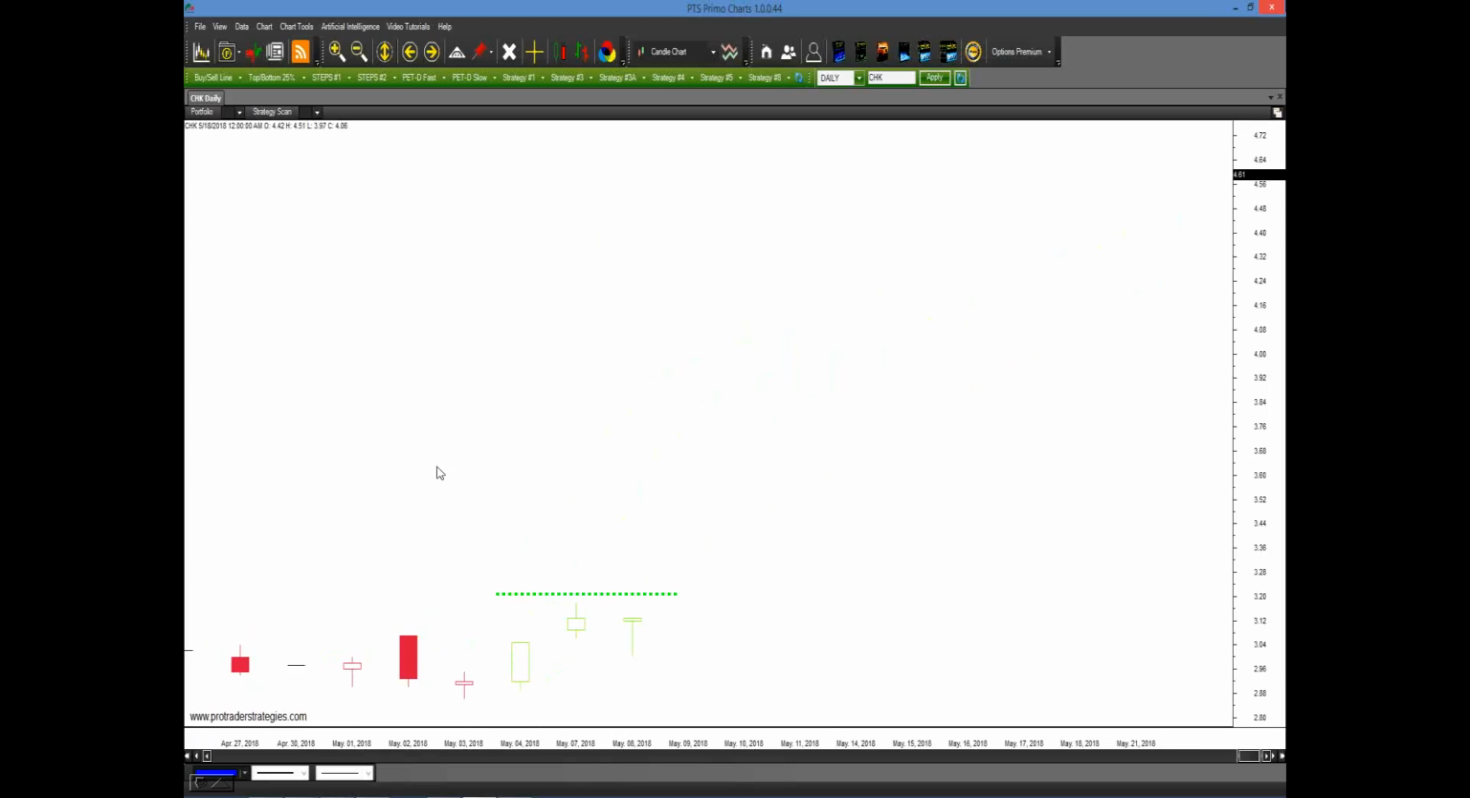Let's look at CHK. As we can see here, we have red bars, but all of a sudden everything changes to green. And we have that 3-bar pattern, 1, 2, 3. So as long as the bars remain green and then we trade above here, we can go long.